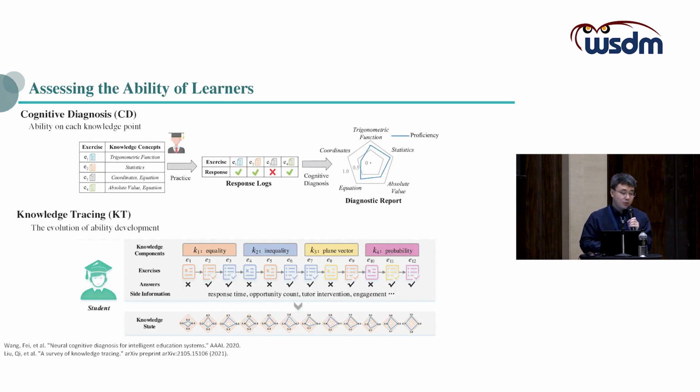Basically, there are 2 categories. The first one, we call cognitive diagnosis. The input is the question with the response, and the output is the mastery level of each knowledge component. This model does not consider the temporal dimension. The next one is knowledge tracing, which will evaluate the ability development over time.